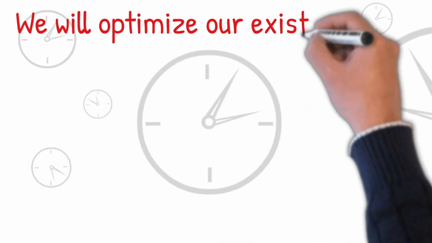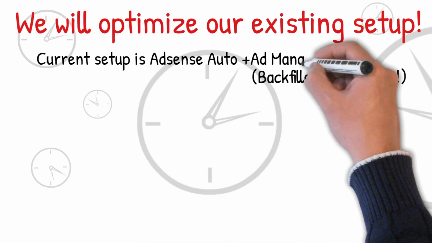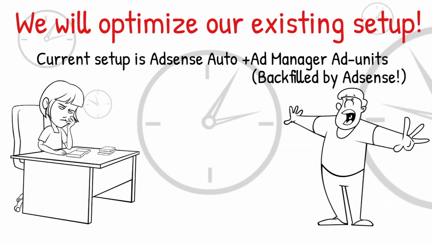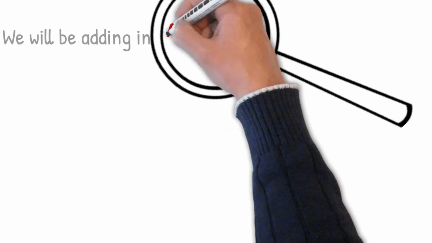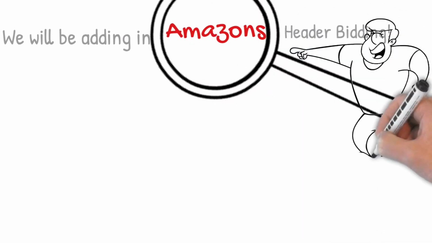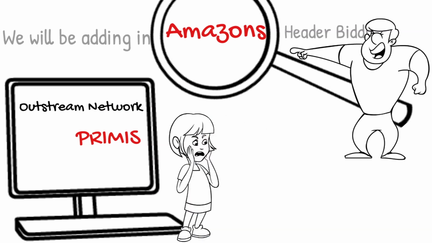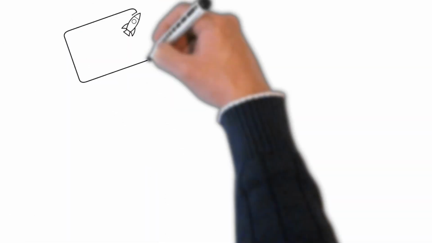So in this video tutorial, we'll work towards the setup that we did in the last video, and we'll work towards optimizing that setup. We'll be adding in Amazon's header bidding to our setup and an outstream network called PRIMIS. Our sources of revenue will now fall into three buckets.